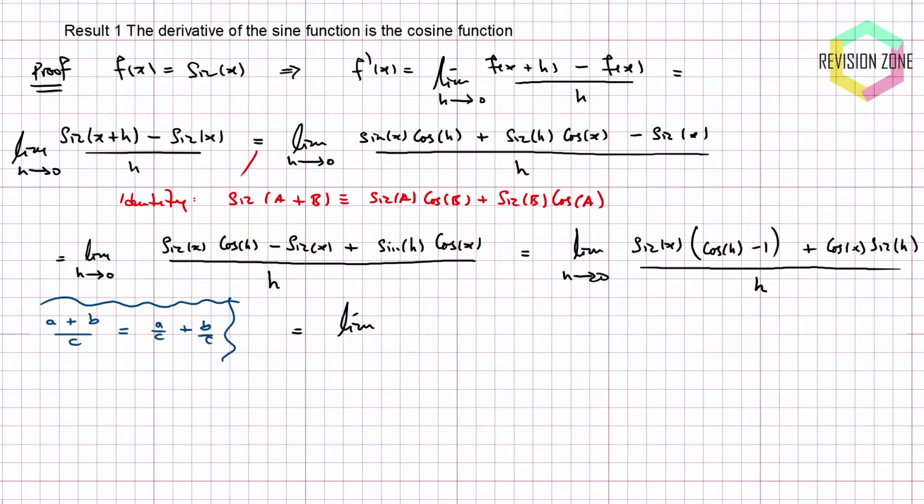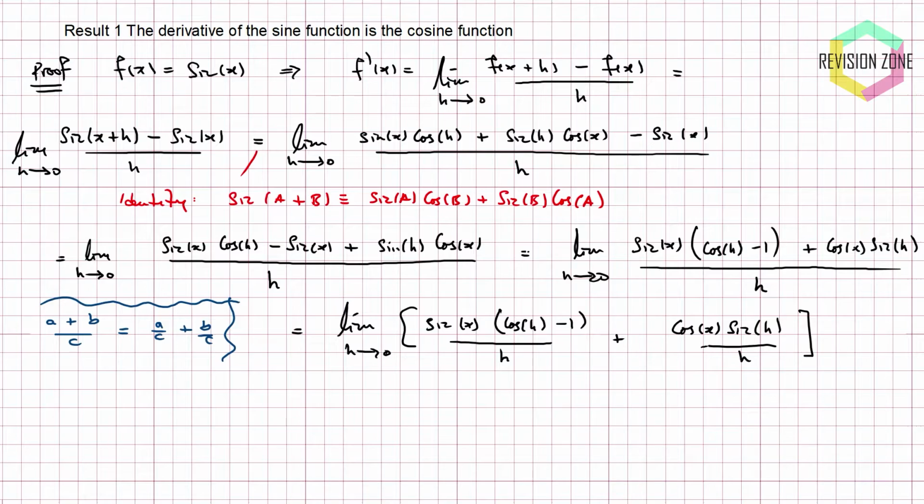So I'm going to split things up, and when I split things up, I'm going to get sine of x and then cos of h minus 1, and this is going to be over h. So this is like my a over c, right? A over c here. And then I have plus the cos of x multiplied by the sine of h, and obviously that's going to be over h. And now this is like my b over c. So I've managed to go from something that looks like that, which is here, to something that looks like that, which is here.